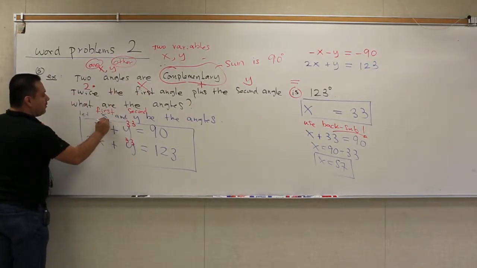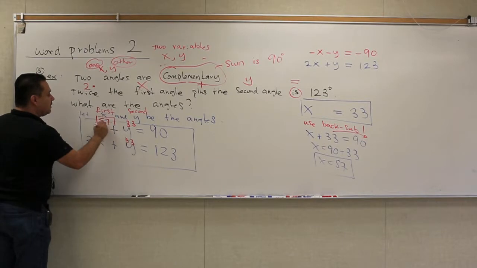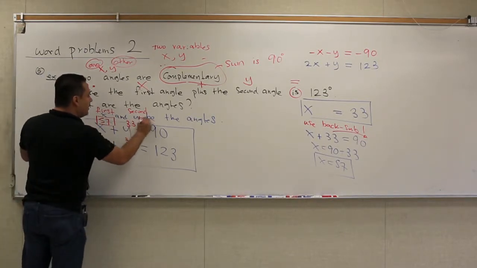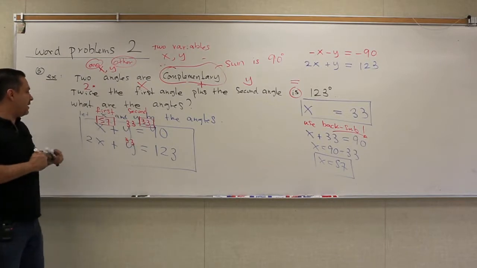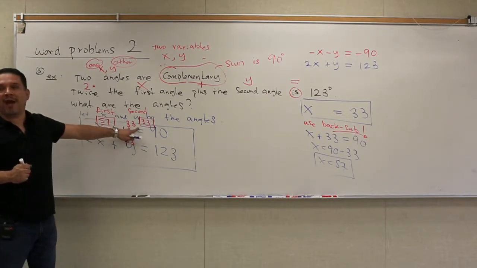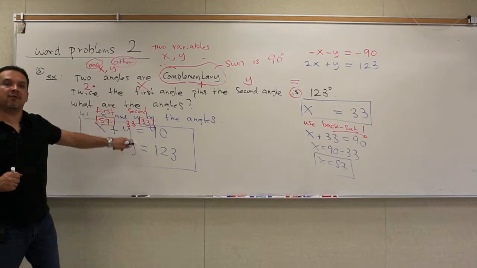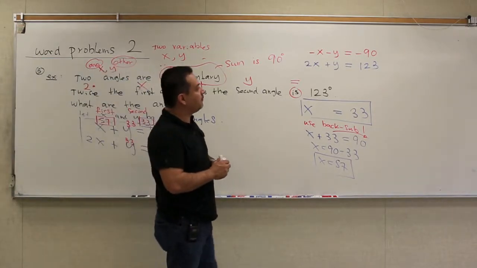57 degrees, by the way, just to point this out to you. The second angle is what again? 33 degrees. Is it true that a 57 and 33 degree angle are complementary? Yeah. When you add them, does it come out to 90? It sure does. So we did the problem right.